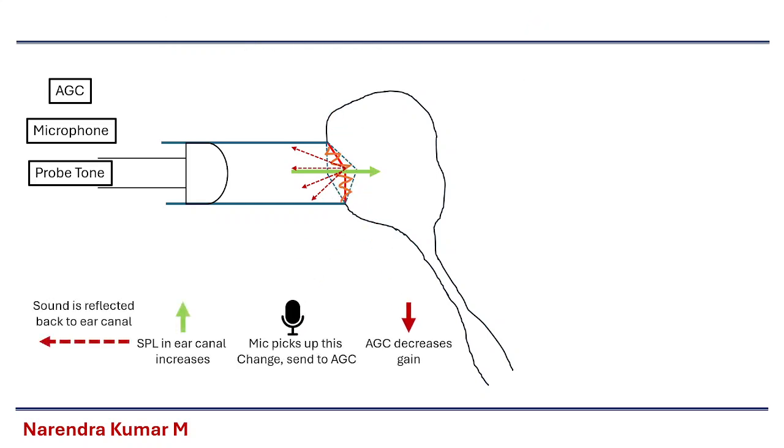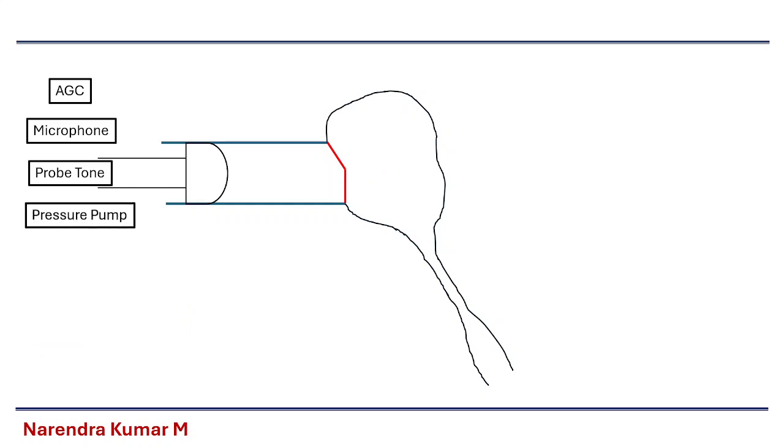However, if the tympanic membrane is not vibrating, if it is more stiff, then the sound is reflected back into the ear canal, which will increase the sound pressure level in the ear canal. Now the microphone picks up this change and sends the information to the automatic gain control, which will reduce the gain so that a constant sound pressure level is maintained in the ear canal.